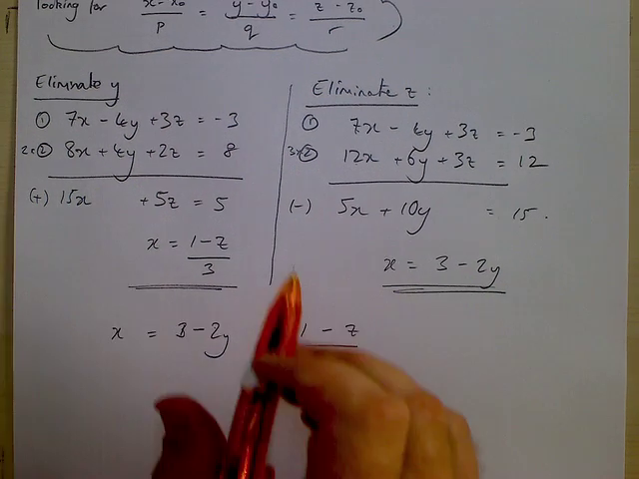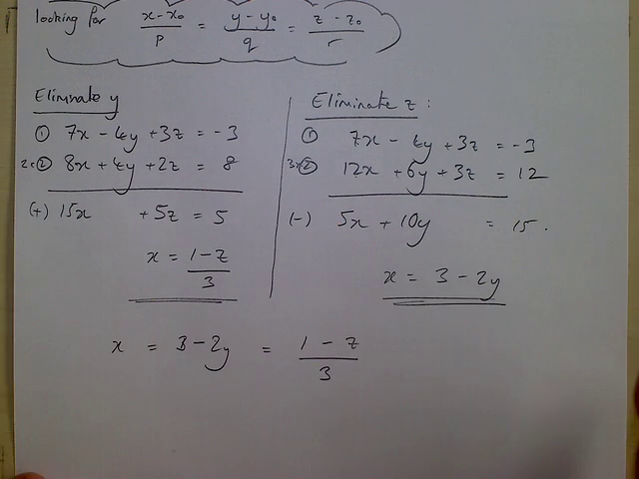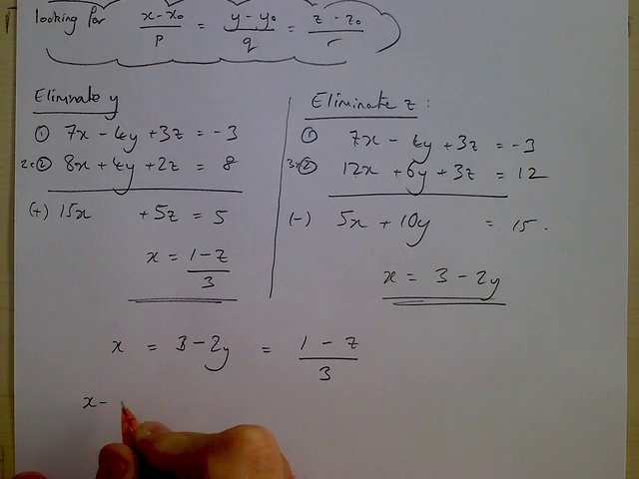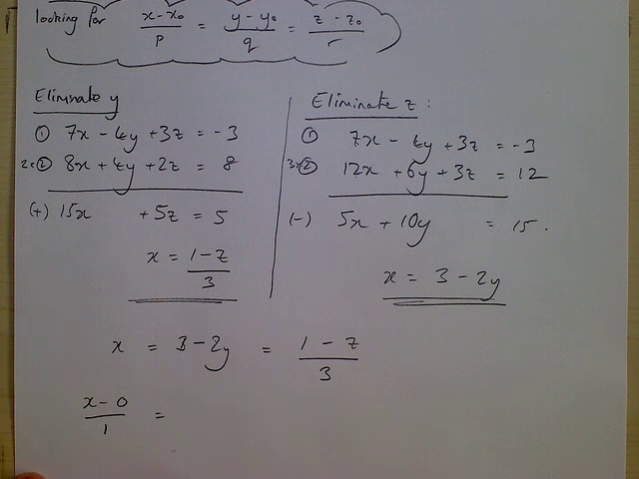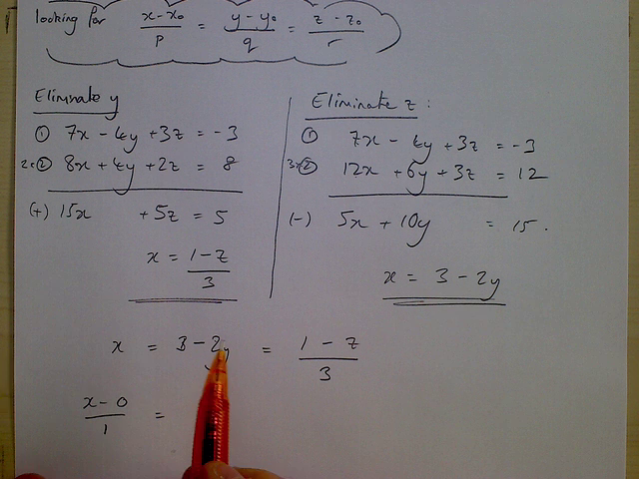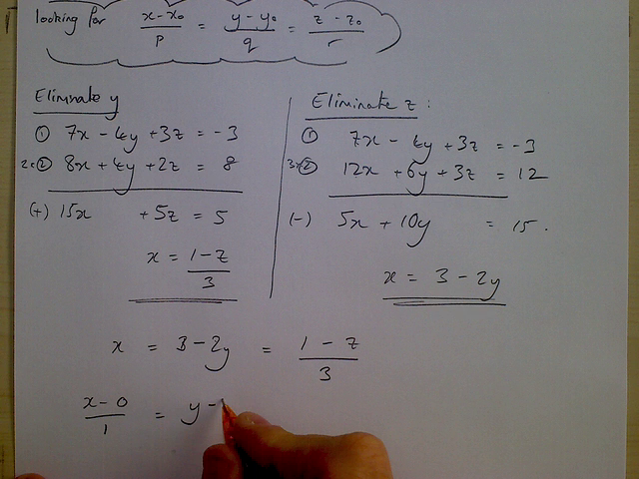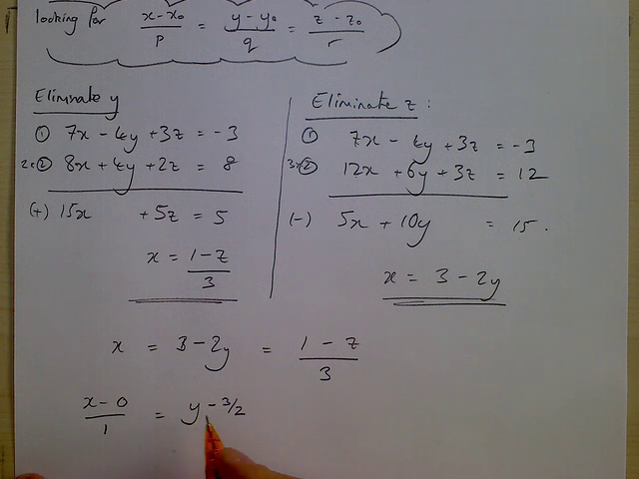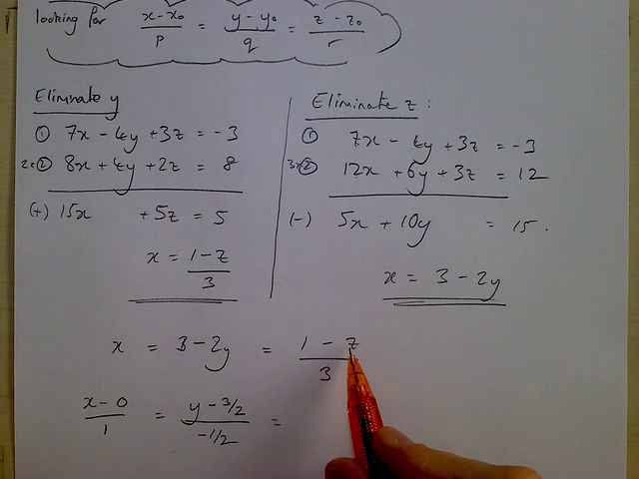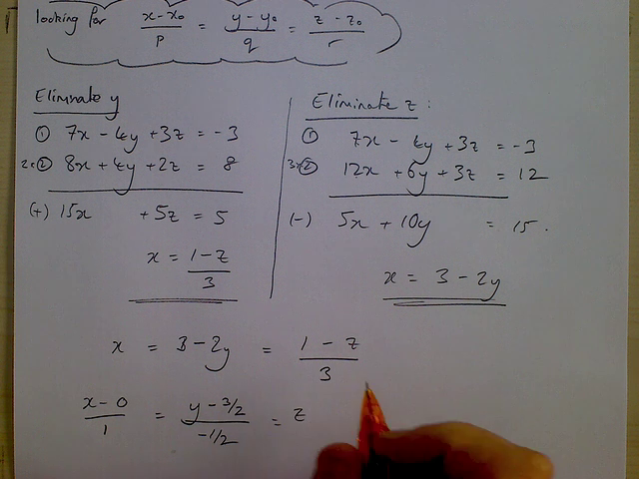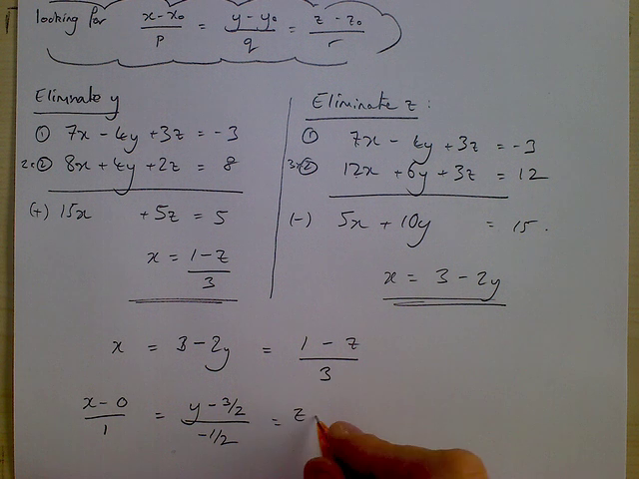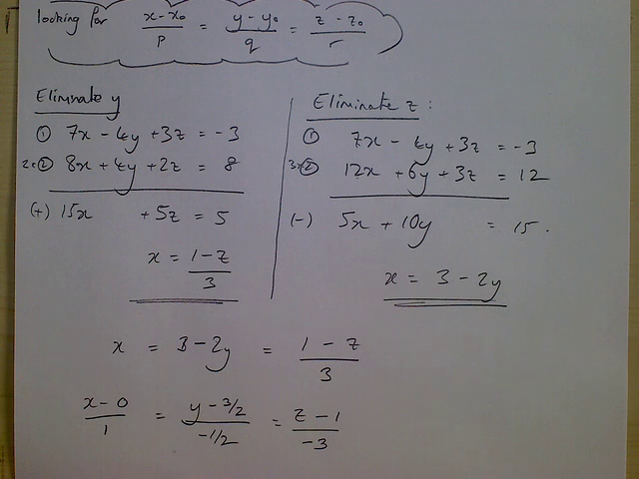I can rewrite it in the form given here by realising that x is just the same as x minus 0 over 1. 3 minus 2y is exactly the same as, I need to divide each of these terms by minus 2, so I'll have y minus 3 over 2 divided by minus 1 over 2. And in this case, to make the z there, I need to divide each of these by minus 1. So z minus 1 over minus 3.